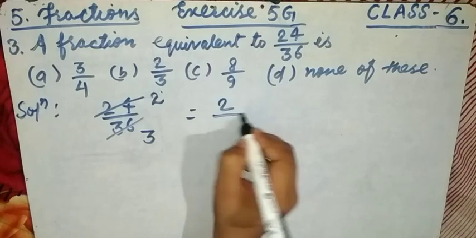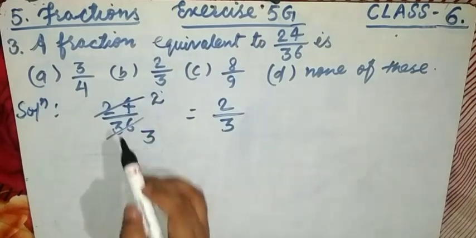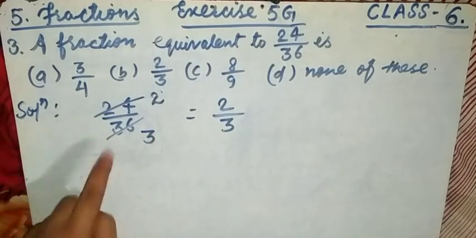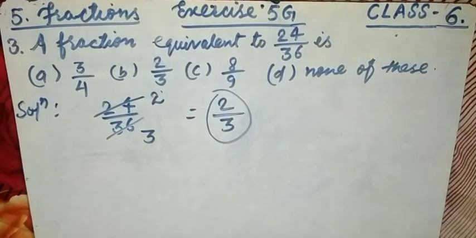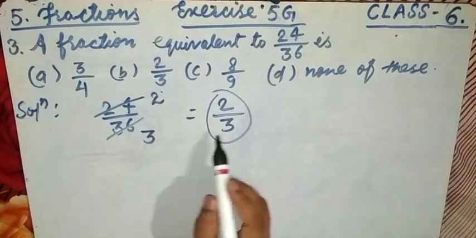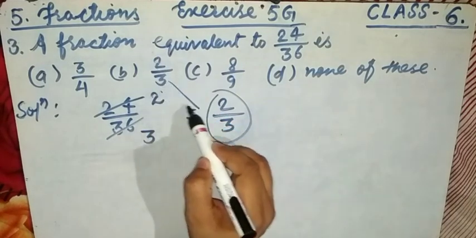This will get 2 by 3, meaning both will be divided by the table of 12: 12 2s are 24 and 12 3s are 36. So 2 by 3 is the shortest form of the fraction, means the lowest term. Yes, this is your answer.